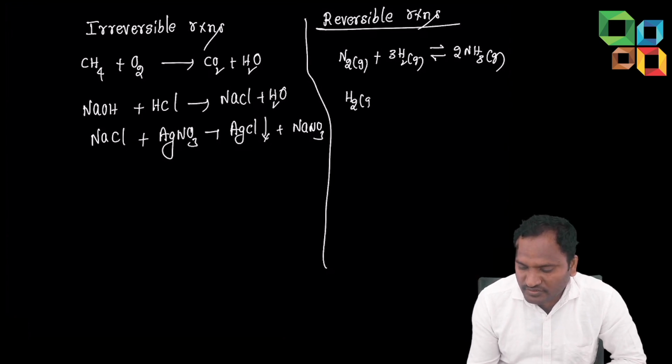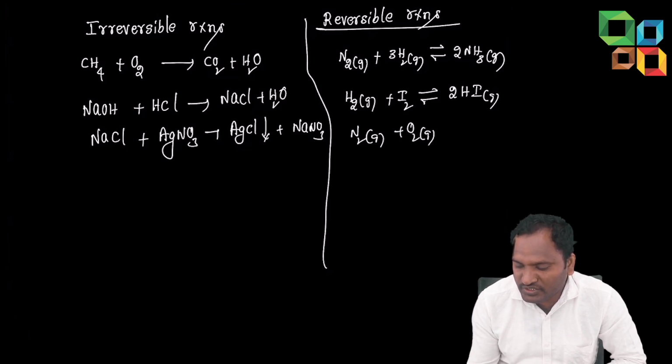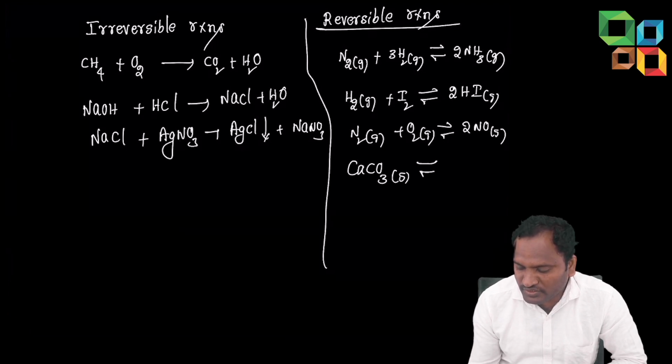H2 gas plus I2 is in equilibrium with 2HI. N2 gas plus O2 gas is in equilibrium with 2NO gas. CaCO3 solid is in equilibrium on heating, giving CaO plus CO2. Here, closed container.